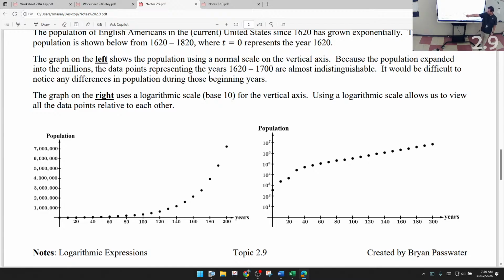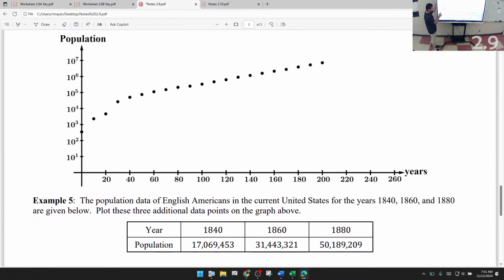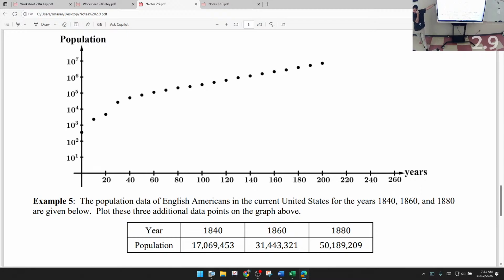In 1600, it was somewhere around 100 to 1,000. This is 100, 10 squared. This is 10 cubed, which is 1,000. And then you can see it growing. It doesn't look exponential. It looks linear because this is exponential. So because these are exponential, this looks linear. Kind of follow? This is the way we're going to graph exponentials. So let's look at that again. Here's that graph on the right.